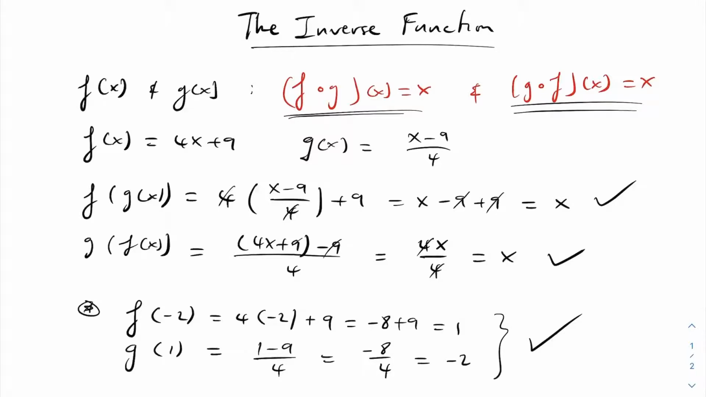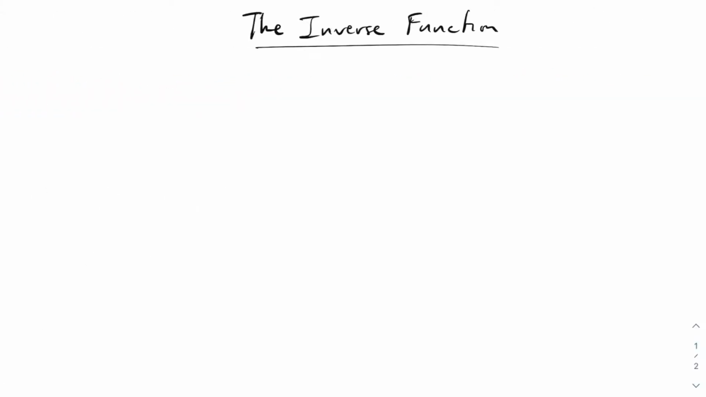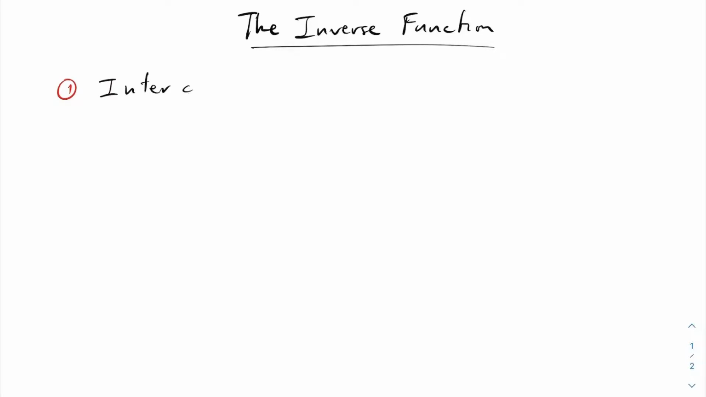Now, how do you actually find the inverse of a function if you're given one? Let me show you how to do that in 2 steps. The first step is going to be to interchange the input x and the output y, and then solve for y. And whatever expression you get after that is going to represent the inverse of your function. Let me give you an example.